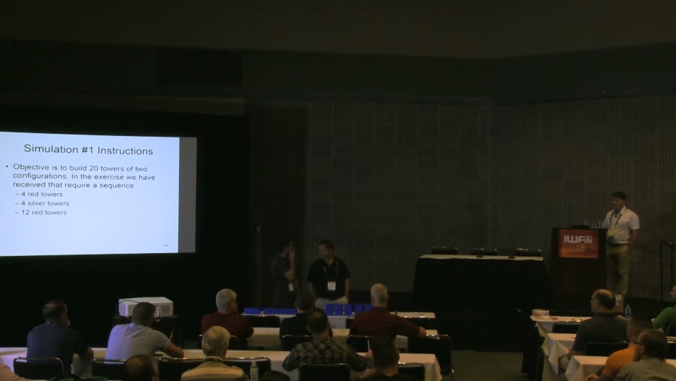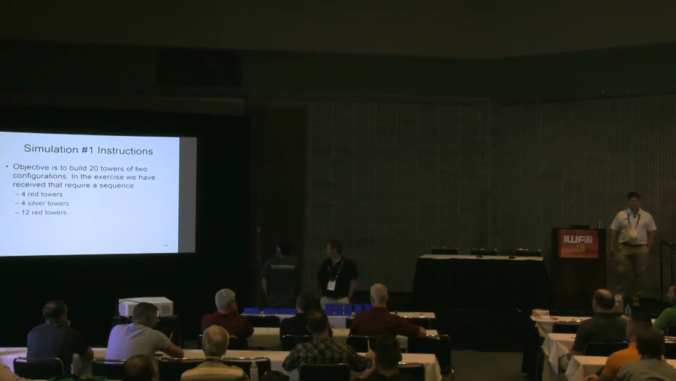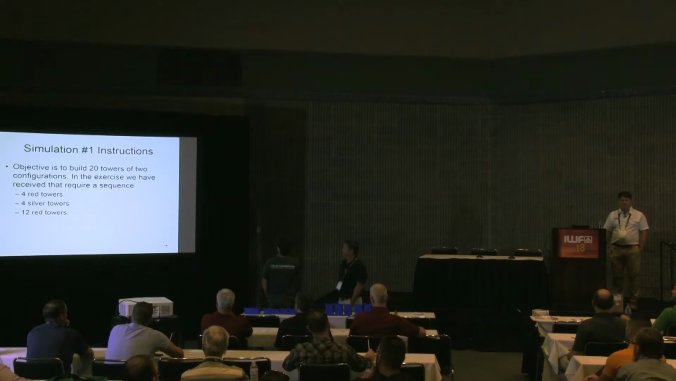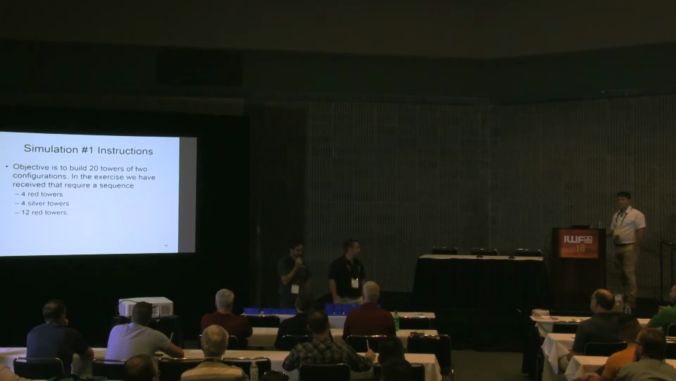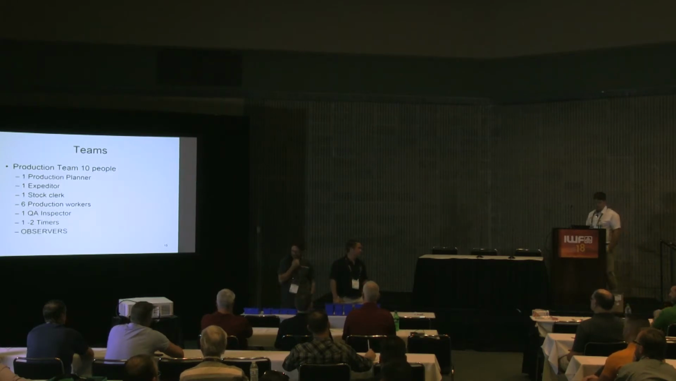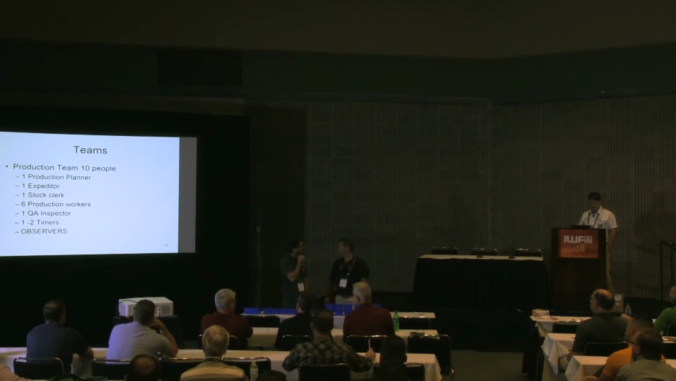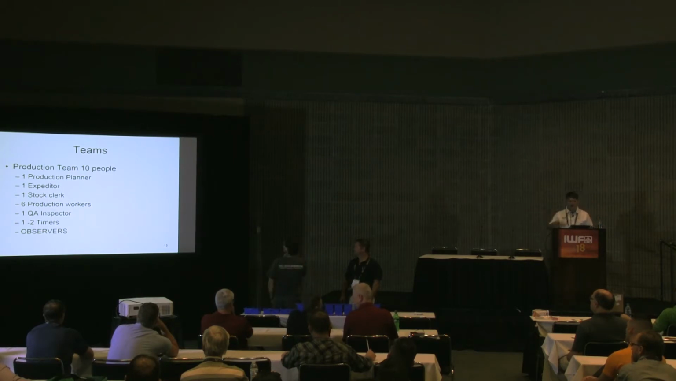Now, normally these get extremely chaotic because it's the first time most people have worked with this type of exercise. So it ends up becoming a little bit messy, but the point still gets across that the way of executing and planning by work order and MRP is very chaotic and unorganized, and it doesn't give you the flexibility to change. So the teams will have 1 production planner, 1 expediter, 1 stock clerk, 6 production workers, 1 QA, and we'll volunteer a couple timers in the audience, and everyone else is an observer.